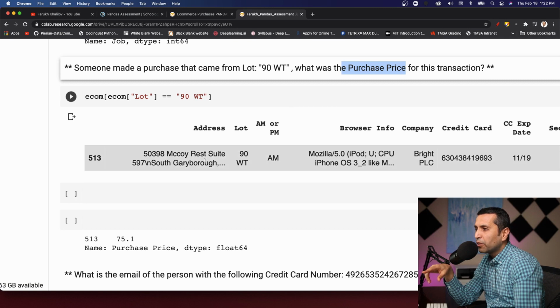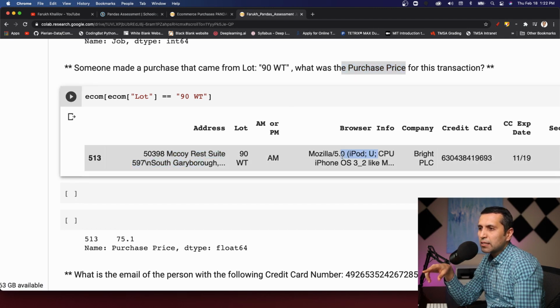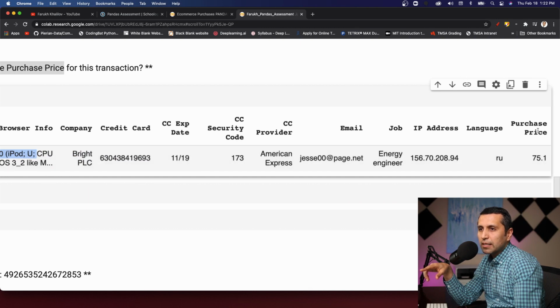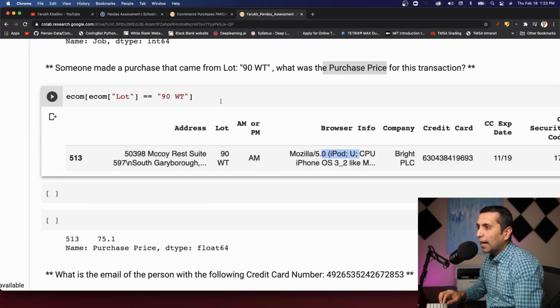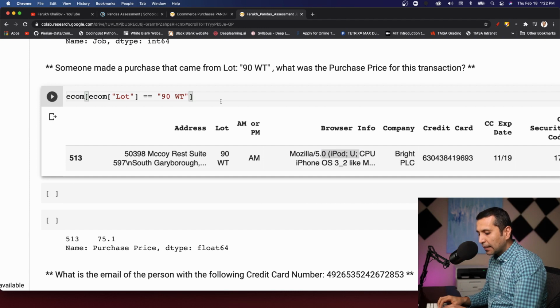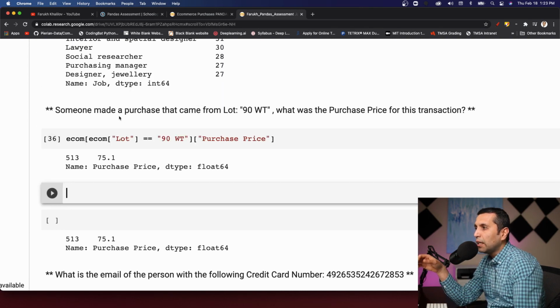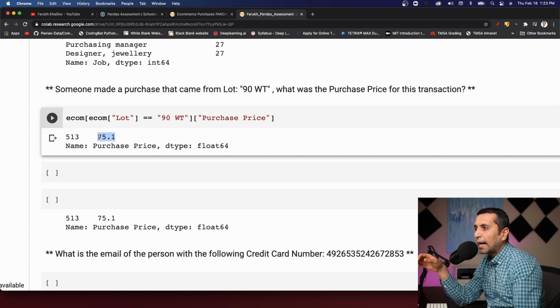So that means we don't want to see that other information. What we want to see is the purchase price, that column only. And at the end, I will just add that. I will say, can you pull out the purchase price here? So if I run it, guys, you see it is going to pull out only that information, which is good. Perfect.